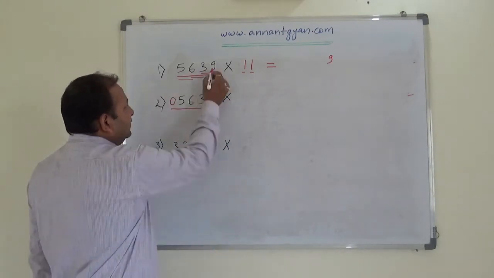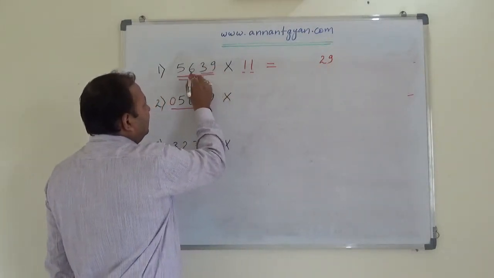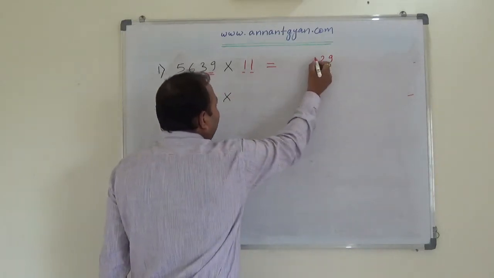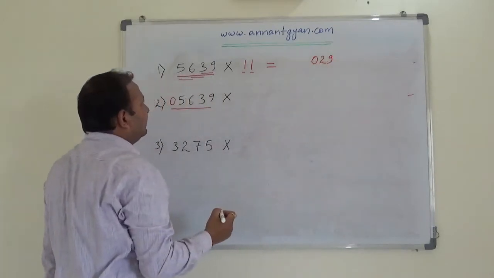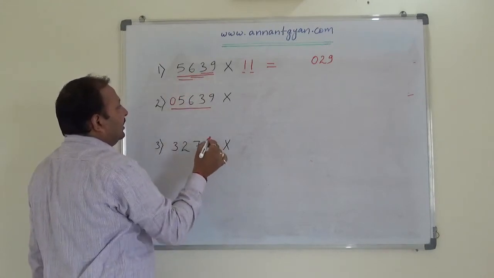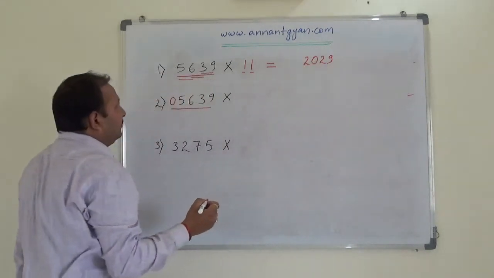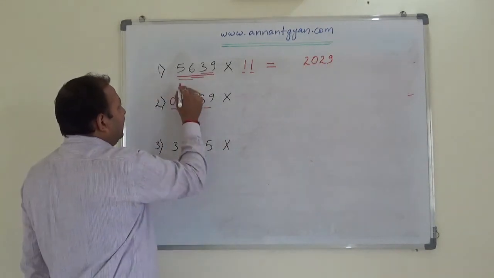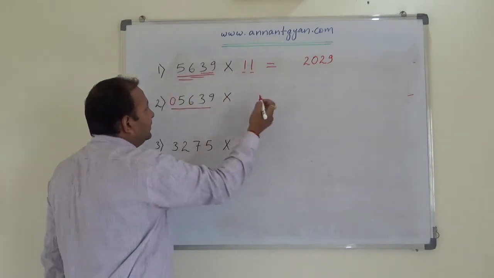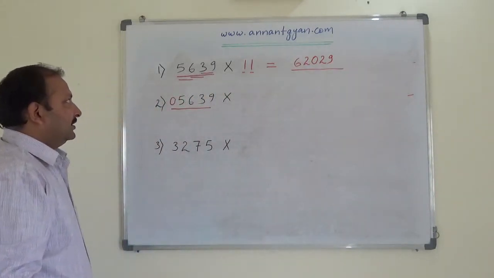So 9 plus 3, that is 12, we shall write 2 here, and 1 will be carried for the next. 6 plus 3 is 9, 9 plus 1 is 10, so I shall write 0 here, and 5 plus 6 is 11, 11 plus 1 is 12, so I shall write 2 here, and finally 5 into this 1 is 5, plus 1 is 6. I shall write 6. So this is the final answer, 5639.